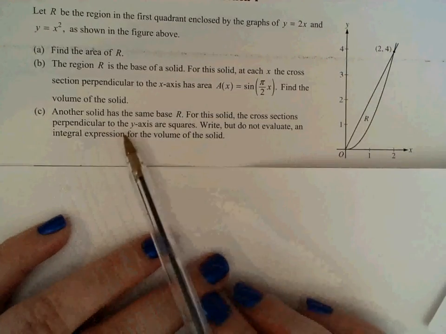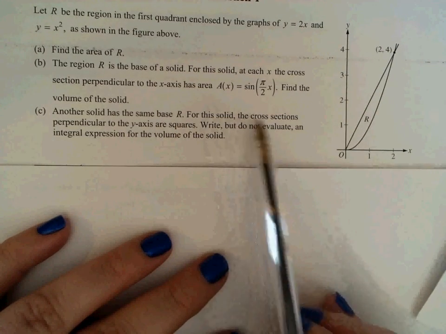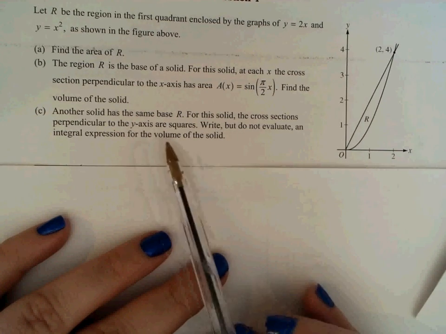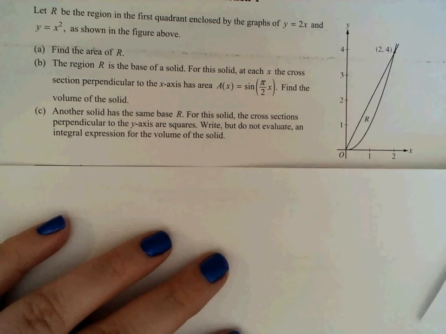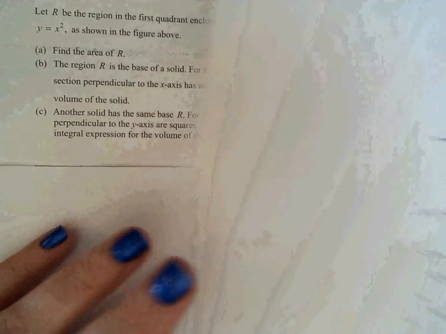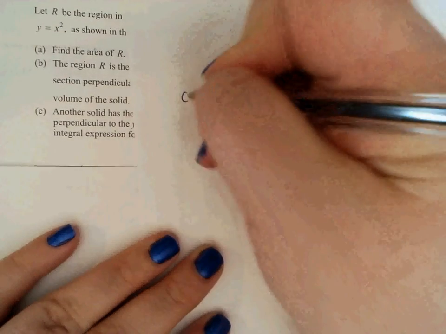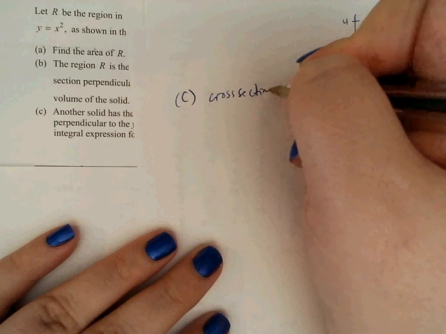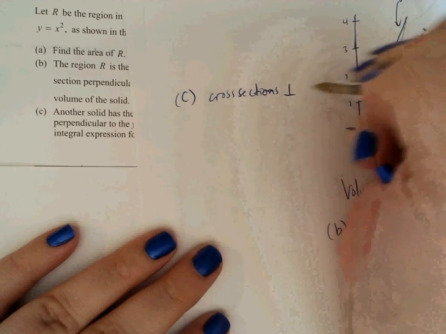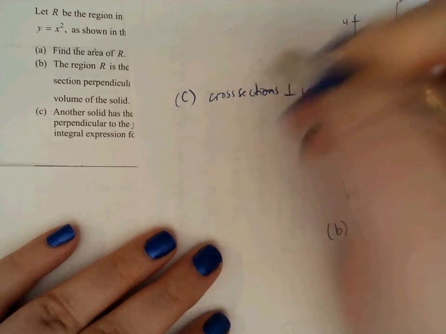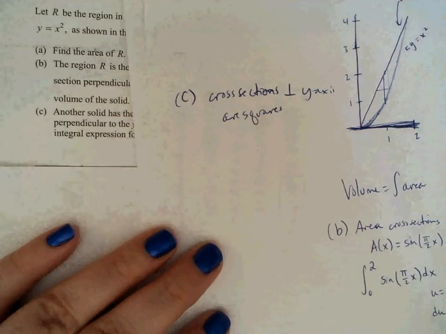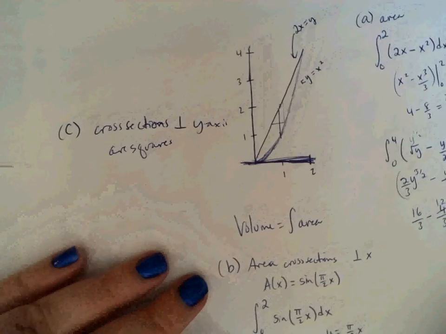Another solid has the same base. For this solid, the cross-sections perpendicular to the y-axis are squares, but do not evaluate an integral expression for the volume of the solid. So for part C, we have cross-sections perpendicular to the y-axis are squares. As far as remembering the formula, a square is just the base squared.